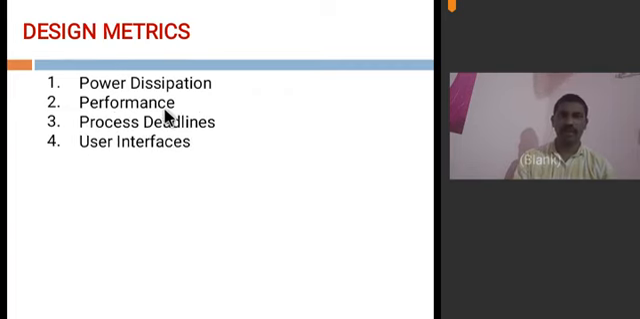Next, process deadlines. There are a number of processes in the system, for example, keyboard input processing, graphic display refreshing, audio signal processing, and video signal processing. Like this, there are a number of processes being done in a system. These have some deadlines within which they have to complete or finish. This is called process deadlines. Process deadlines means the time in which the specific process should complete.